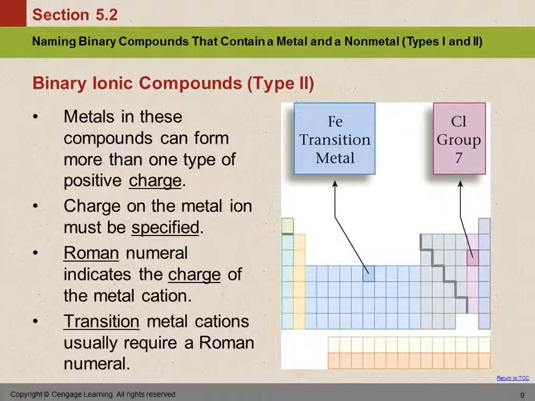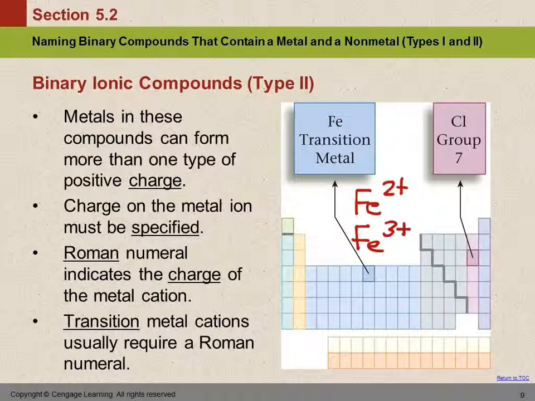So we said the binary ionic compounds, I almost said bionic, binary ionic compounds, there were two groups, type 1 and type 2. Type 2 is where the metal can form more than one charge. So as an example, here we have iron as a transition metal. Iron forms two different ions. It forms Fe2+ and Fe3+. You can't tell that by looking at the periodic table. These transition elements are just not very predictable.